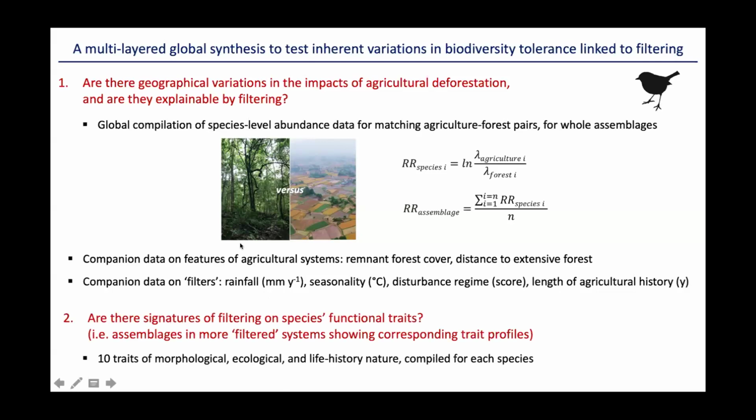responses. Now, to further test the filtering effect, we conducted a second part of the study to test whether there was a signature of filtering on species functional traits. Conceptually, if filtering was indeed operating on the current species assemblages, we would expect the filtering effect to operate on species functional traits in terms of their morphology, their ecological features, and also their life history traits. So for this aspect, we compiled from existing databases 10 traits for each of the 3,000 plus species that we had compiled in the previous database.